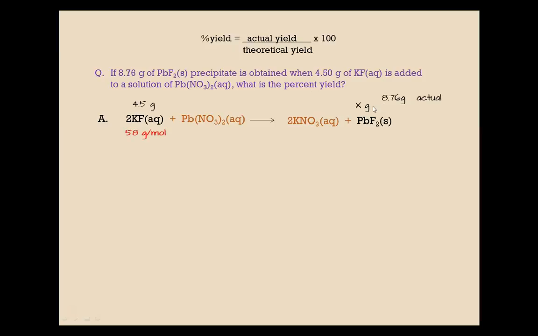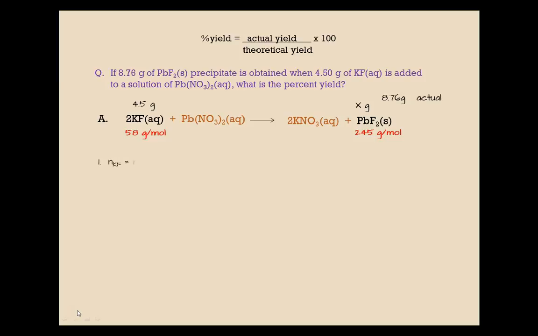It's also always a good idea to put the molar mass under the substance of interest, because we're going to be using them in our calculations. Notice that I didn't multiply this 58 by 2, because molar mass, as the name suggests, is the mass of 1 mole. This too will be used later on in our stoichiometry calculation. So also here then we'll put the molar mass of lead fluoride. So now we're ready to do our calculation using stoichiometry to find the theoretical yield.